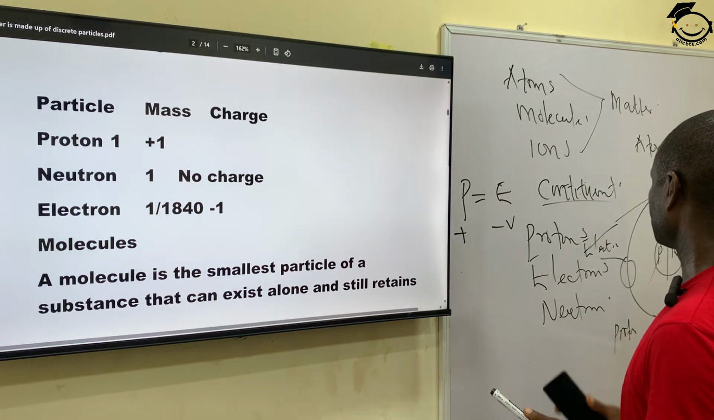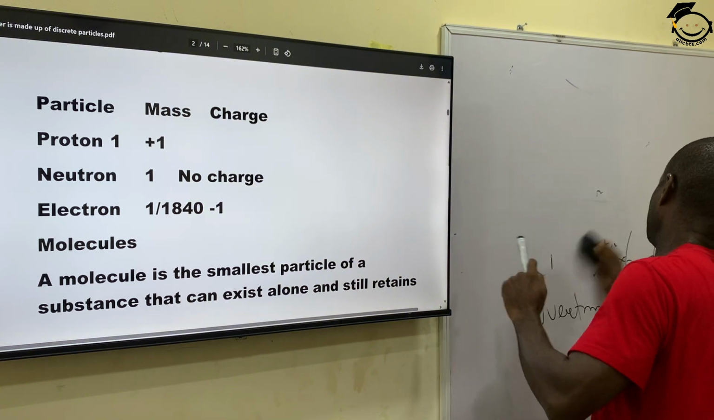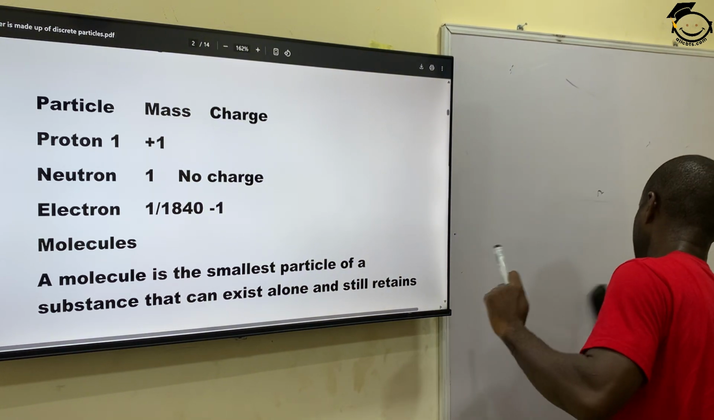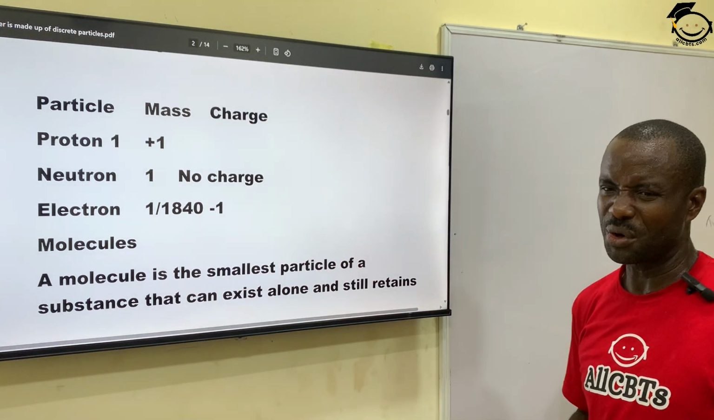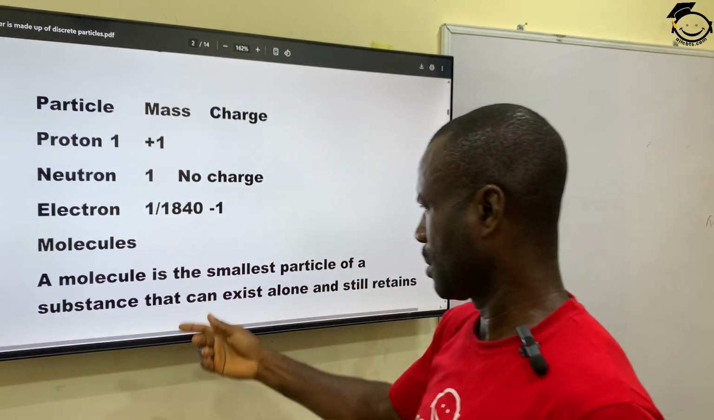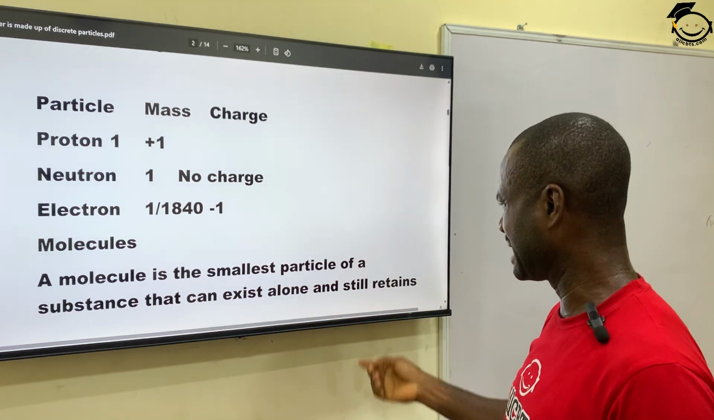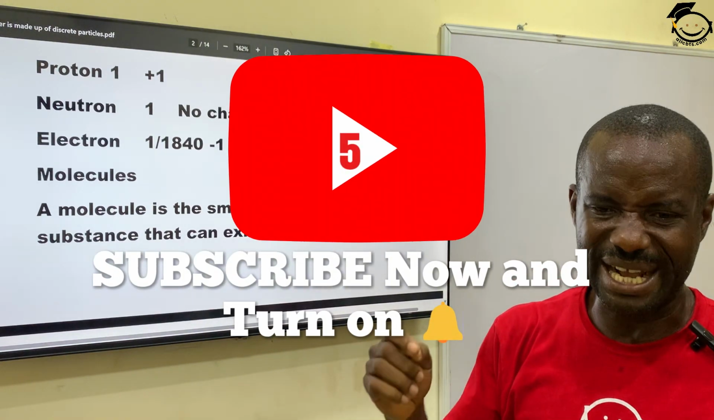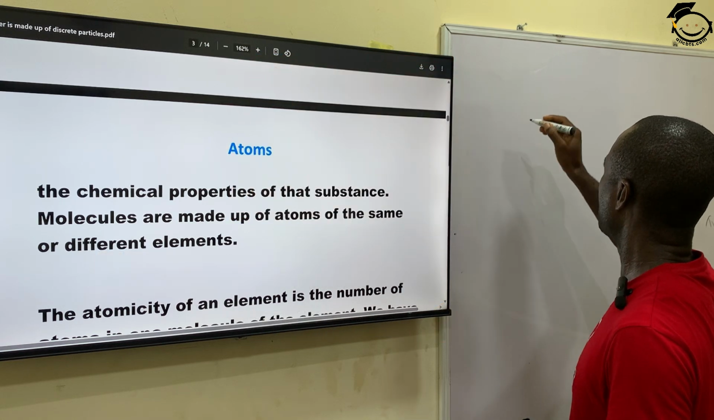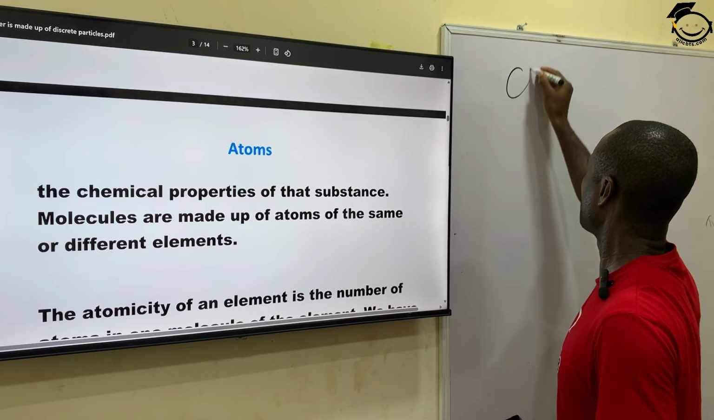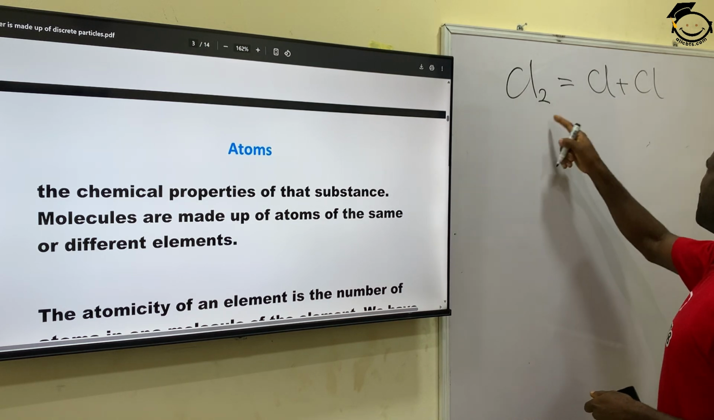So while we see the three subparticles of an atom, matter also includes atoms, molecules, and ions. A molecule, on the other hand, is a group of atoms. A molecule is the smallest particle of a substance that can exist alone and still retain its characteristics. So a molecule is a combination of multiple atoms. For instance, we can have a molecule of chlorine, which is one chlorine plus another chlorine. This one makes a molecule.